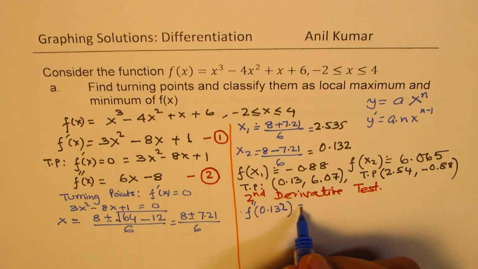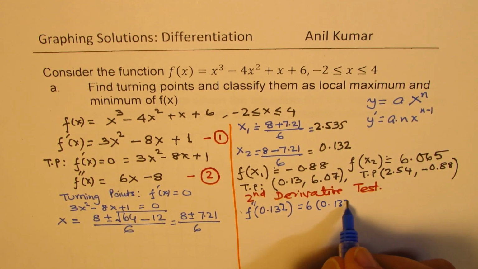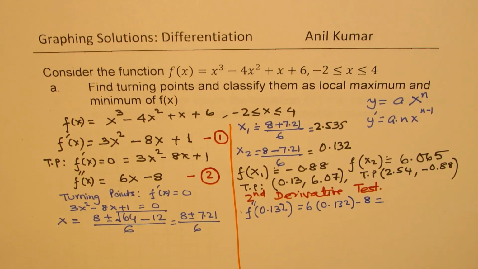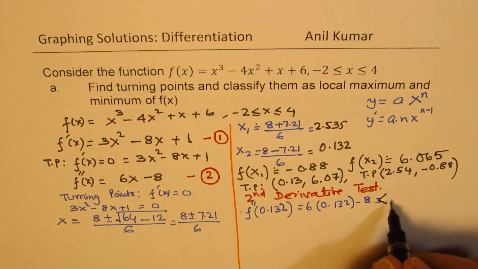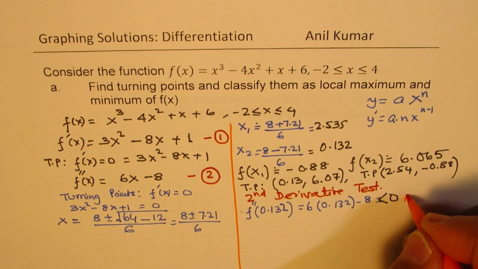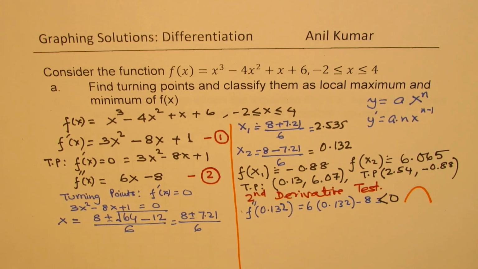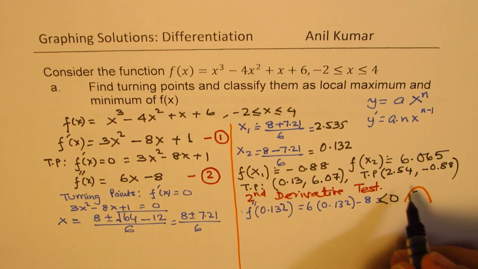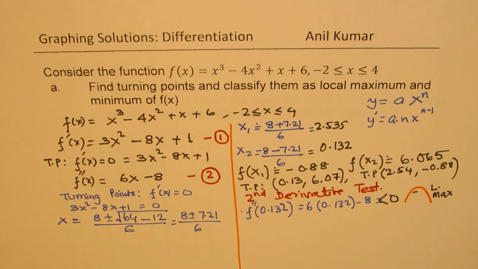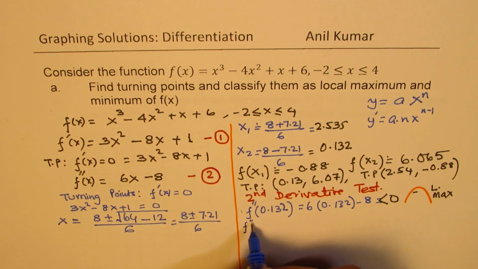Okay, so when I substitute, I get 6 times 0.132 minus 8. This is much smaller, so we definitely get this value as less than 0. That is sufficient. When the second derivative is less than 0, the nature of the graph is that it opens downwards, so it is negative. That means we have a local maximum. Do you see that?